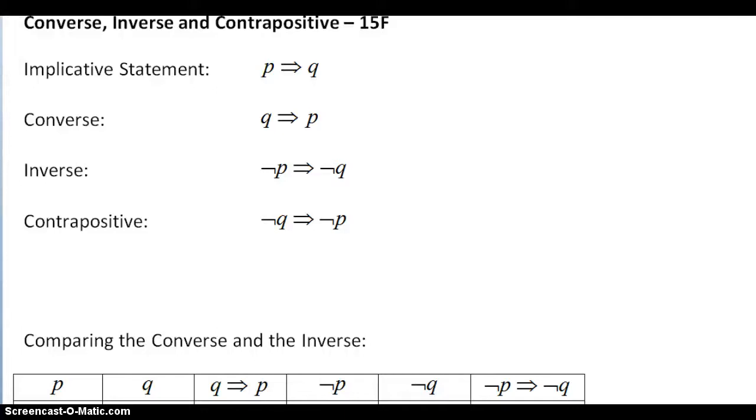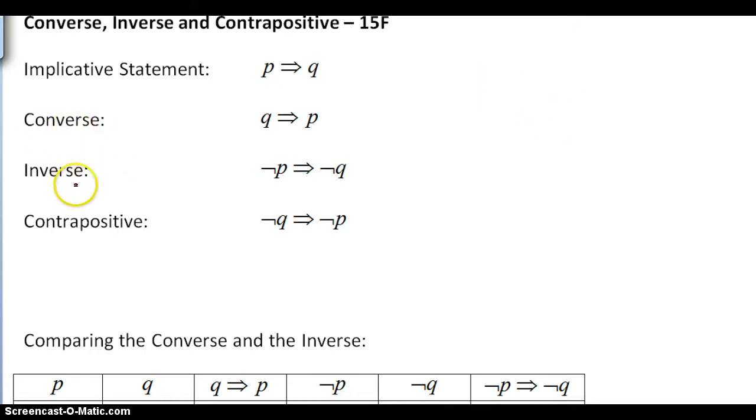Alrighty, welcome back. We're going to be talking about converse, inverse, and contrapositive here in our logic unit, section 15F from the book. As you can see, we are looking at the implicative statement here: if P, then Q. P leads to Q. We learned about that last lesson. Now, of course, we can change the order and add some negation, which gives us some different terms here.